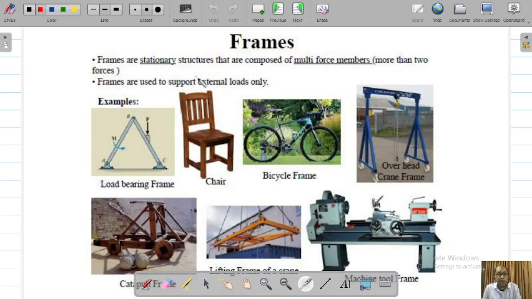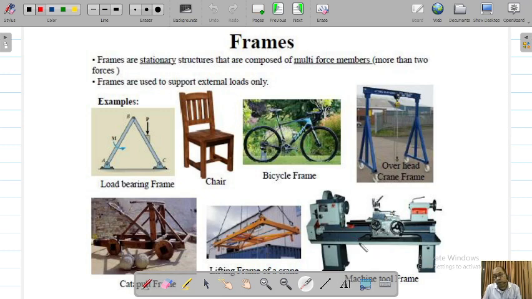Frames are stationary structures composed of multi-force members. This is a load bearing frame. These are two members, a multi-force member. Look at a chair or a bicycle frame; many forces are acting at different orientations. There is an overhead crane frame, especially used in lifting the engine from a car most of the time. A catapult frame is a very old machine used in old wars. And there is the lifting frame of a crane.